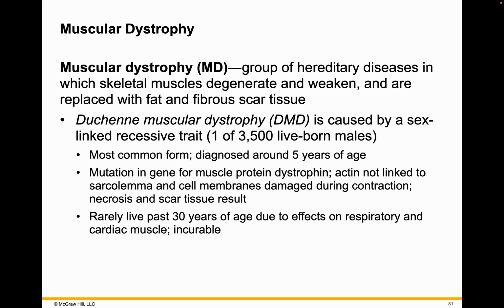The mutation is in the gene for the muscle protein dystrophin, and actin is not linked to the sarcolemma, so the cell membranes are damaged during contraction. We get necrosis and scar tissue as a result. Individuals with muscular dystrophy rarely live past 30 years of age due to effects on the respiratory and cardiac muscles. It is currently incurable.